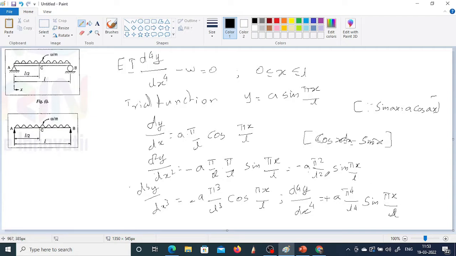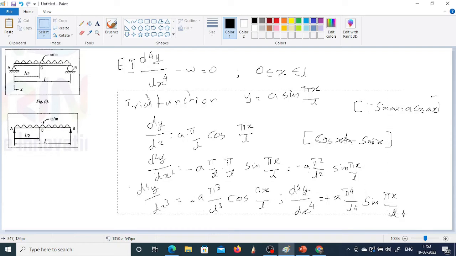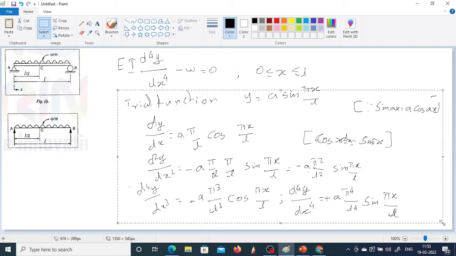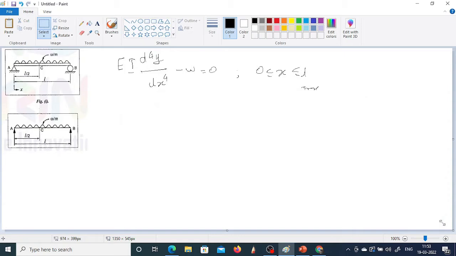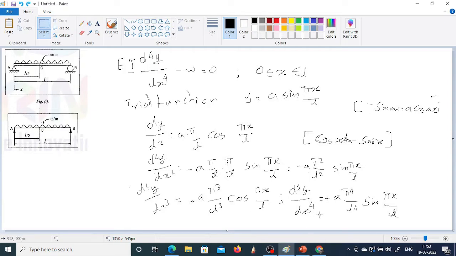Why did I do that? For getting the residual of the given differential equation, I performed the differentiation of the trial function up to the fourth order. Now we can move to the next step, which is identifying the residual. How do I identify the residual? Let's see. Here we can substitute the identified d power 4 y by dx power 4, which in the previous step I found equal to plus A pi power 4 divided by L power 4 sine pi x by L.